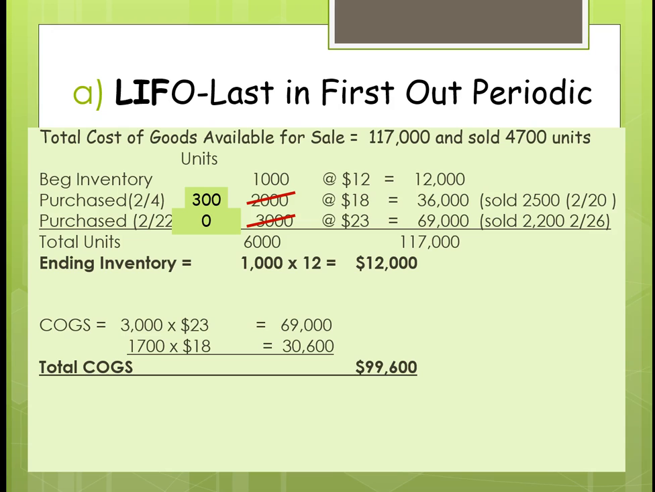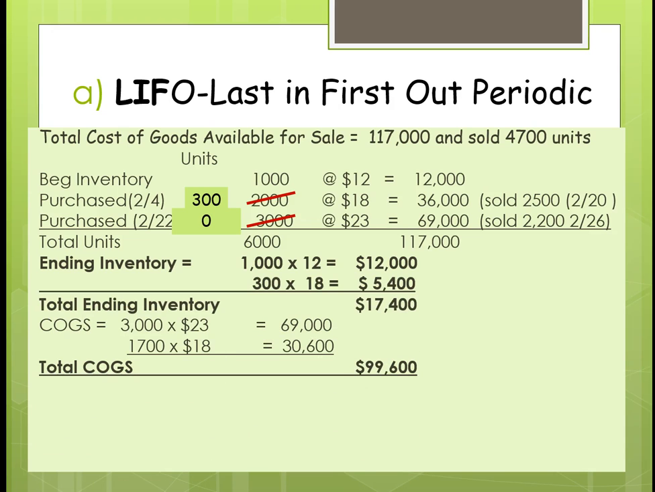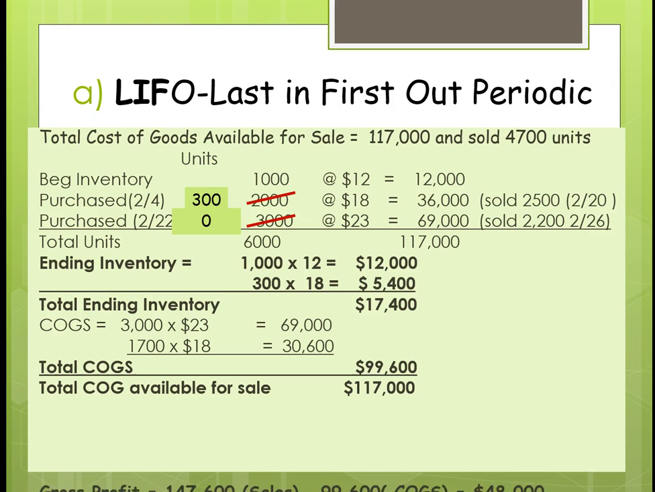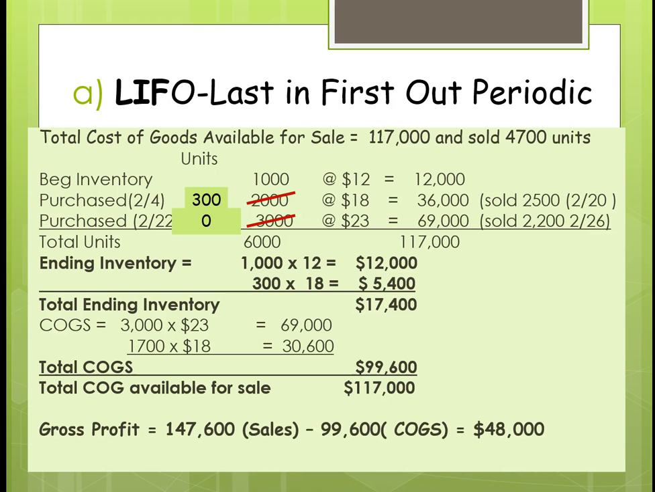Our ending inventory is going to be 17,400, because it's going to be 1,000 times 12 and 300 times 18. And if you add those two together, remember to always do that, you get the 117,000. And now our gross profit is only going to be 48,000. And that's always true when you have rising prices. When you have rising prices, LIFO is going to give you the lowest gross profit. And that's why people like to use it for tax purposes.